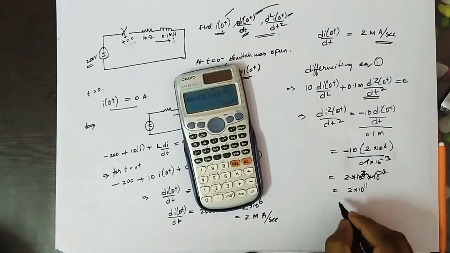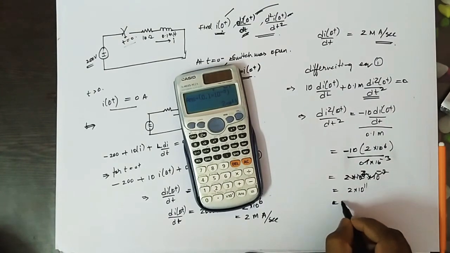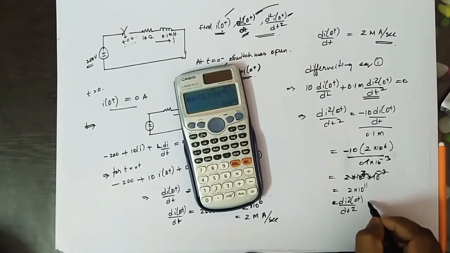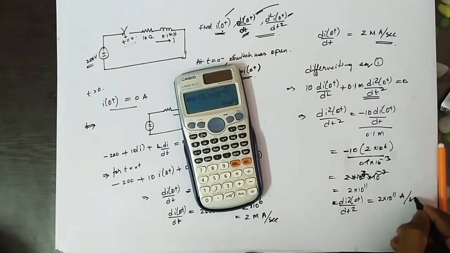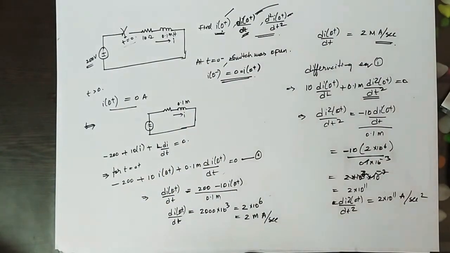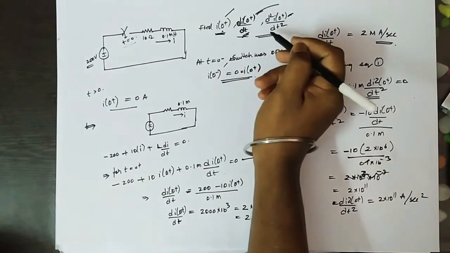This can be written as, directly, d²i/dt² at 0 plus equal to 2 into 10 power 11. Now the units will be amps per second square. Okay, this is about finding i of 0 plus and di/dt at 0 plus.